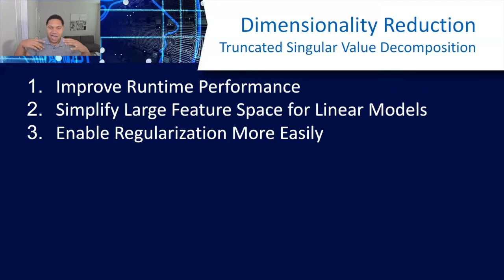So that's a highly mathematical explanation of things, but this is actually very useful and typically a method that's used to help simplify the feature space for a TF-IDF vector. And that's typically the route that's taken. Now, when it comes to, again, back to performance, sometimes it helps from a runtime performance standpoint. Sometimes, again, it simplifies large feature space. And sometimes it makes regularization easier.